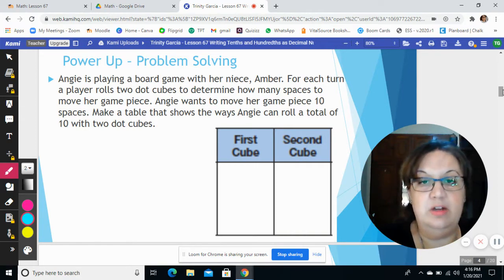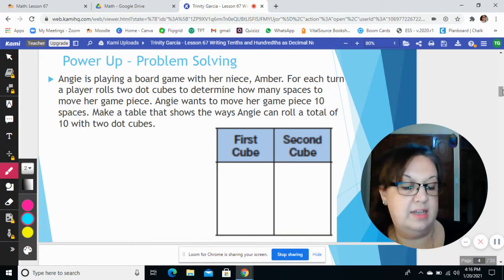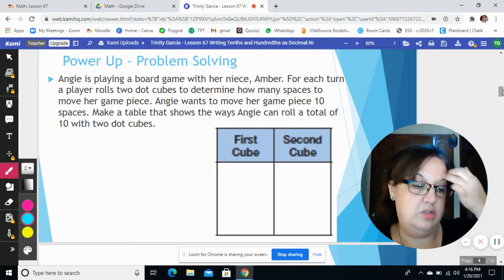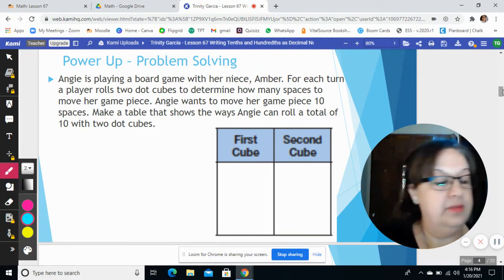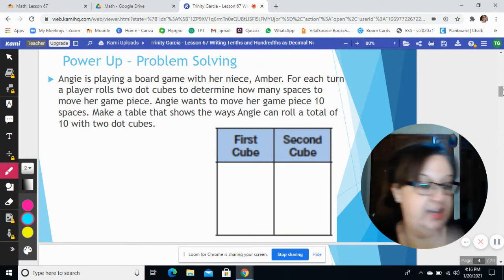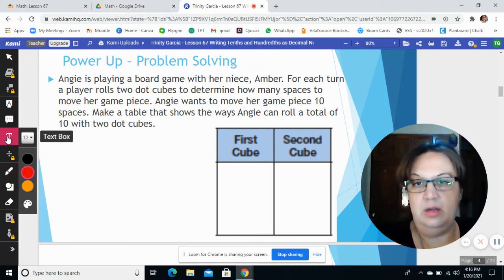Okay, so here's our table. It's already up there, so you can copy that into your notebook. First cube, second cube. I don't know why they're calling it a cube instead of a die. It's the same thing. I'm not sure why they're using that language. It's a little bit confusing, but let's go ahead and solve this together. So we're going to put our first cube or our first dice.